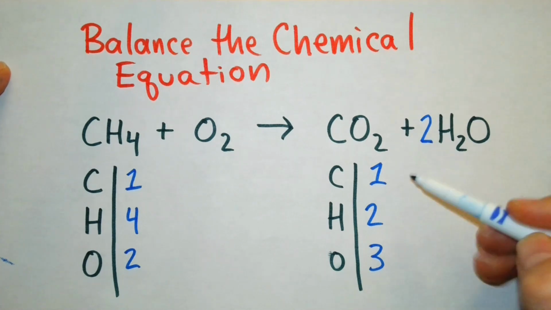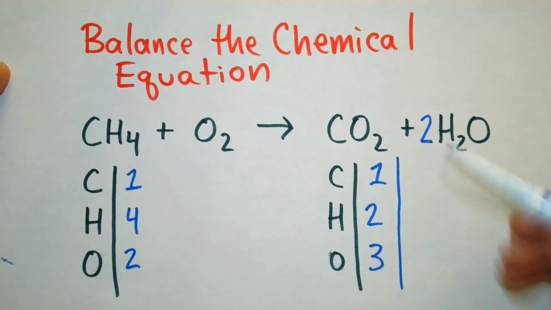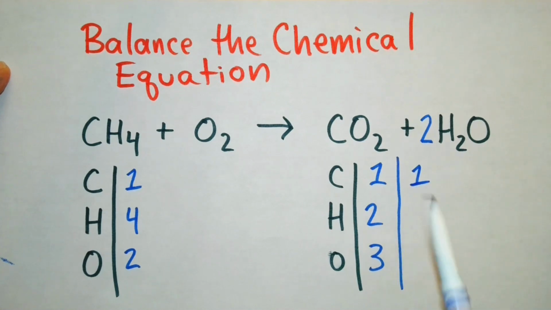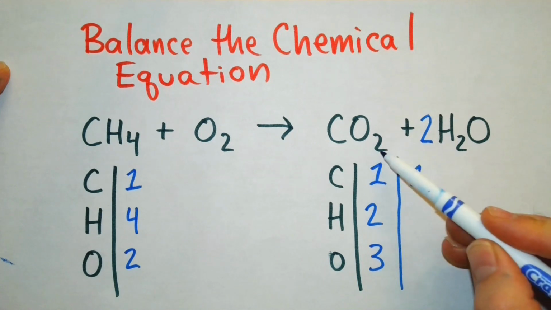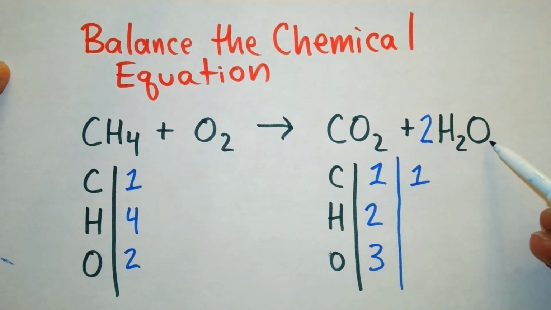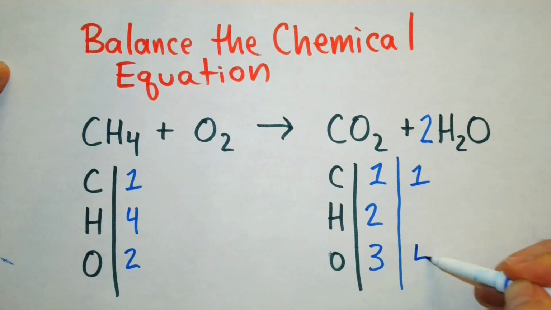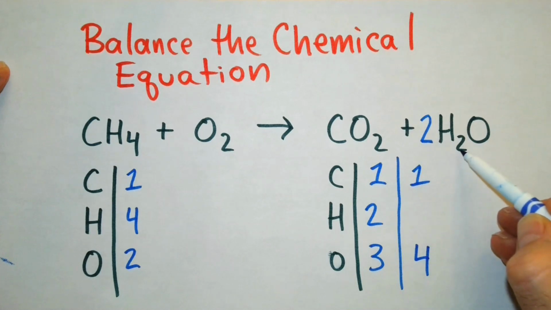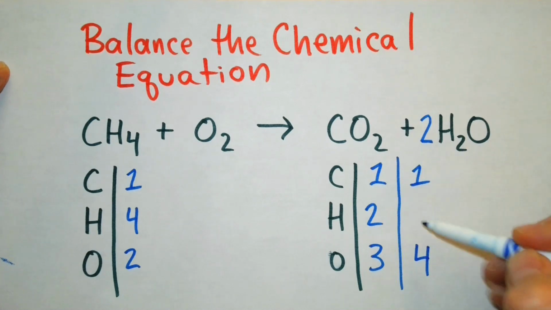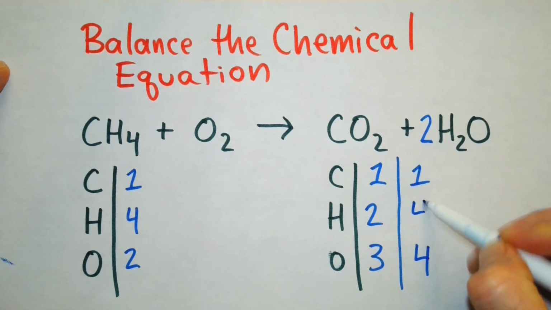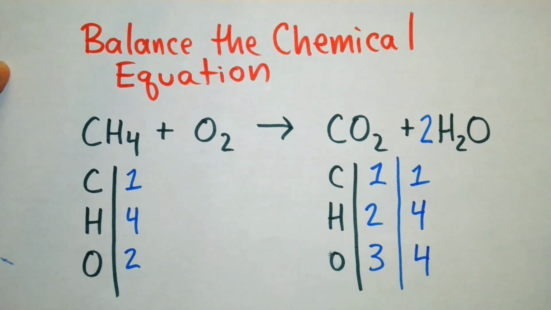Now let's see what the consequences of that change are. We still have 1 carbon, we have 2 oxygens here, and then we'll have a total of 2 here. So we'll have 4 oxygens. Now we have 2 times 2 hydrogens, and that gives us 4. Okay, and now our oxygens are out of balance.